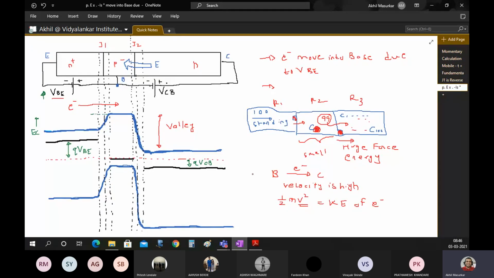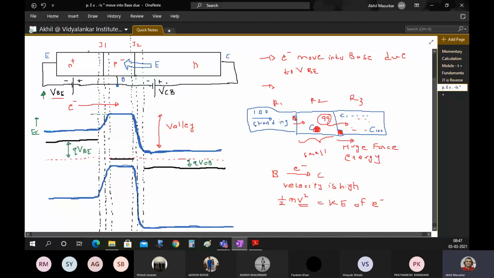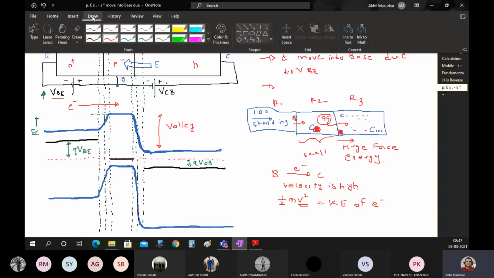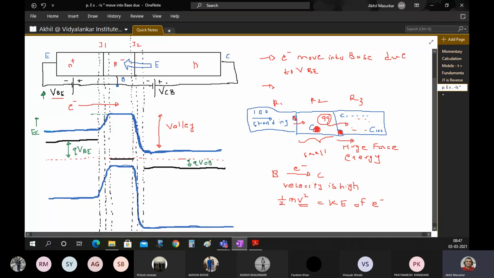And that is why the collector is made bigger in size. So why is the emitter made bigger in size, medium in size and highly doped? Because it should act like the source of electrons. Why is the base made small and very lightly doped? Because you don't want electrons to stay there.